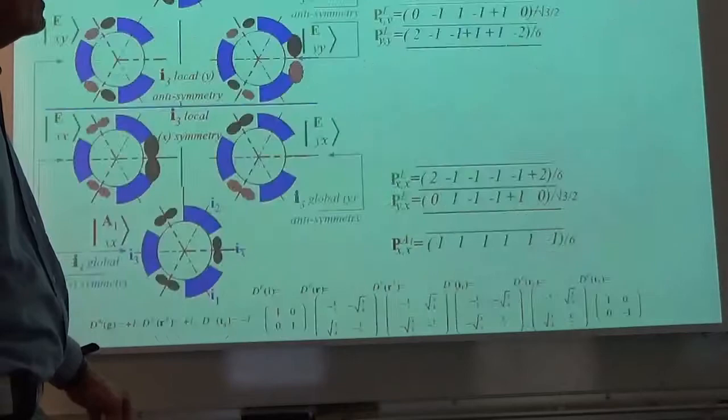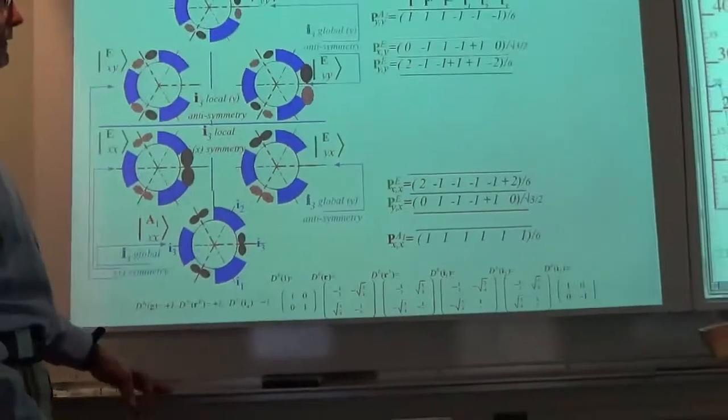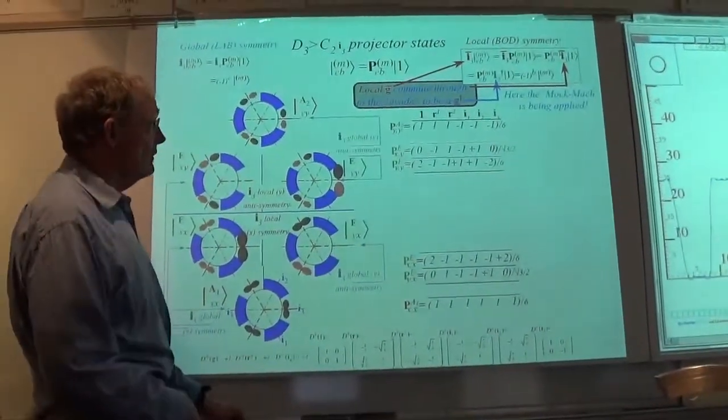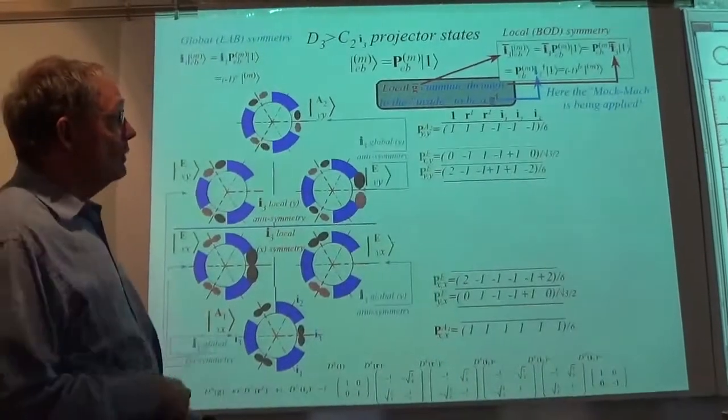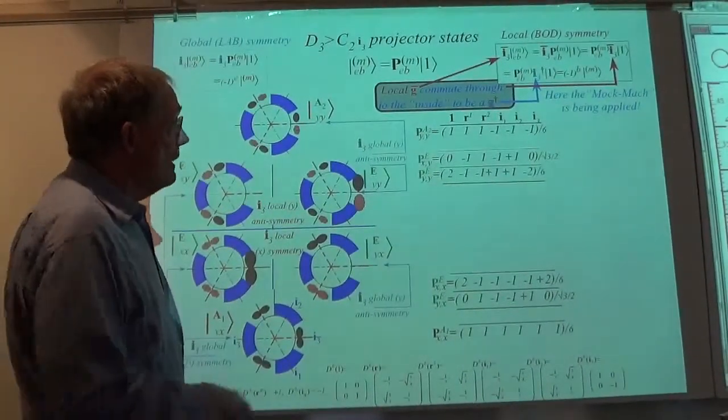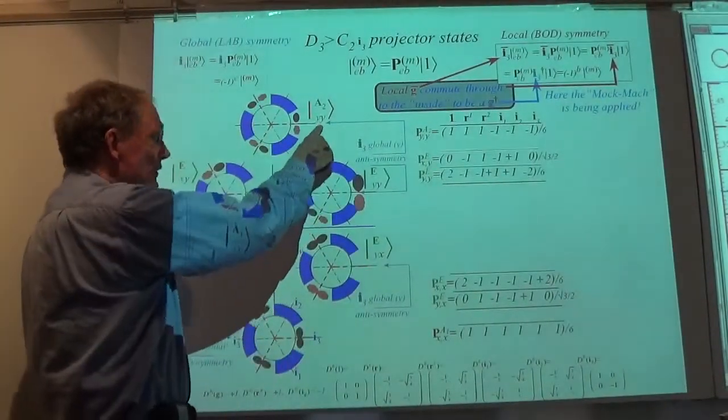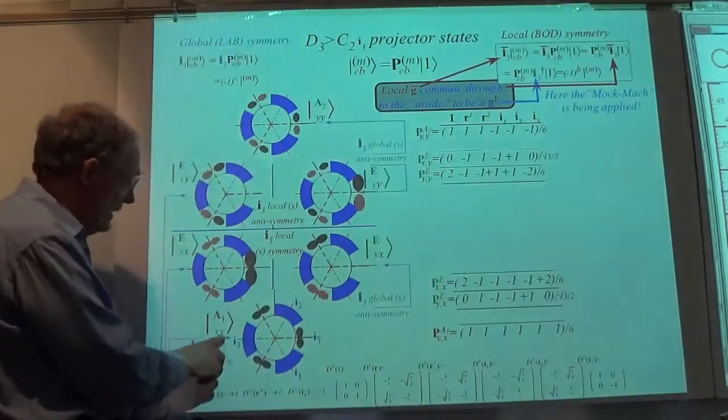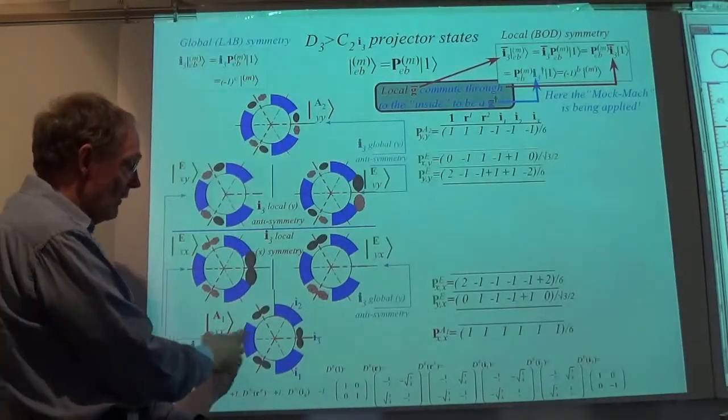I should say they're in the position to become eigenfunctions in the degenerate case. And here's what they look like. Here is the state YY, the highest. Here is the state A1XX, the lowest.